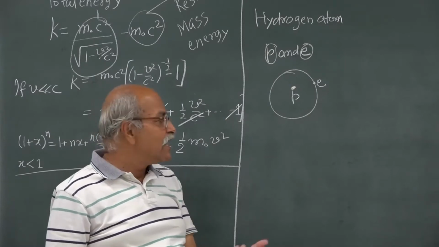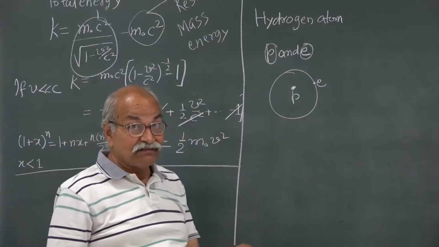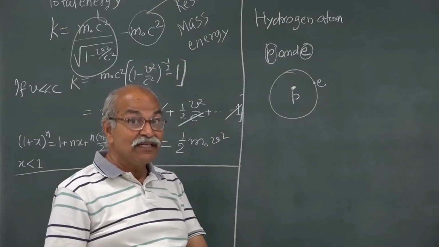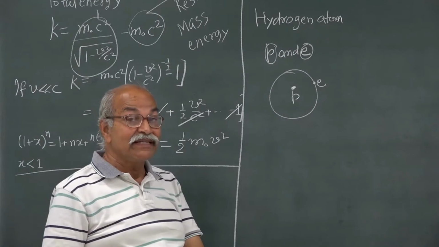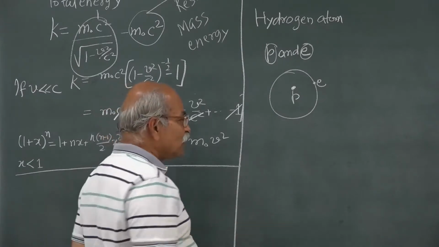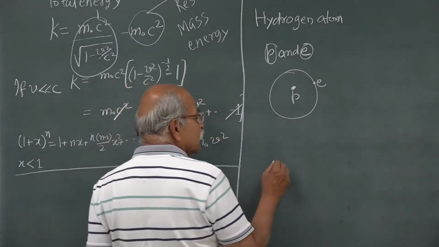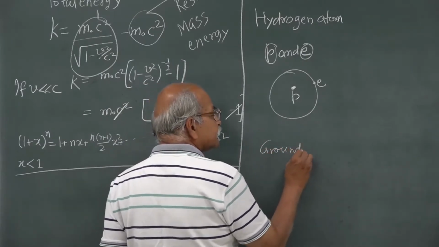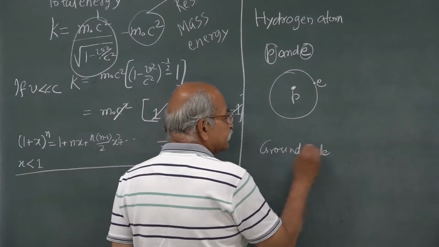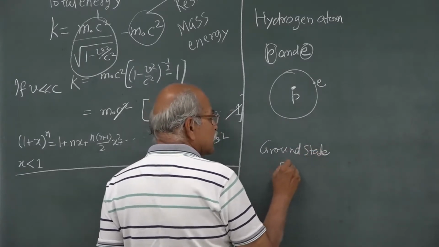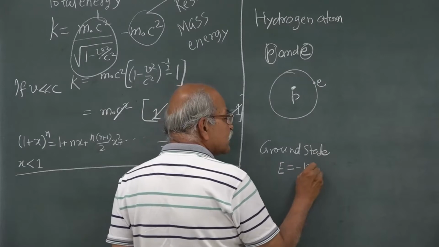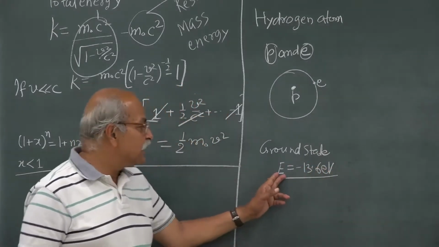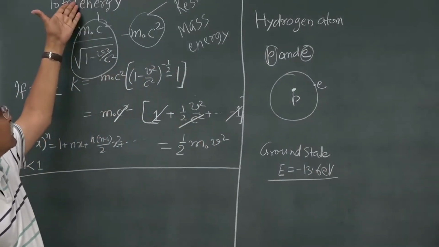And we say that in the ground state, in the lowest energy state, the energy of the hydrogen atom is minus 13.6 electron volt. You must have done all these things in schools, that in the ground state or lowest energy state, the energy is, that is how we write, minus 13.6 eV. What is this energy E? This is not the same as this energy E that we write here, total energy.